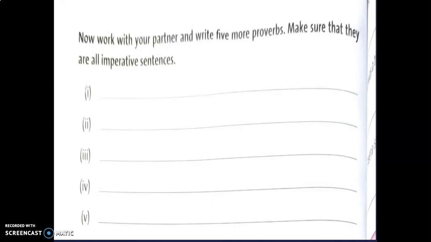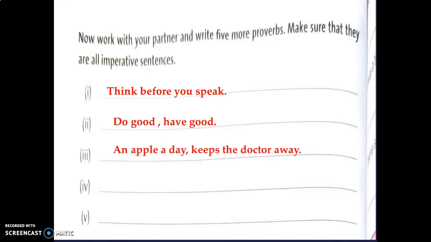Let's start. Here I am helping you. You can find from the dictionary, from the internet, and then you can write different ones also. It's not necessary that you write the same ones which I am helping you with. Think before you speak. Do good, have good. An apple a day keeps the doctor away. Tit for tat. Health is always better than wealth.